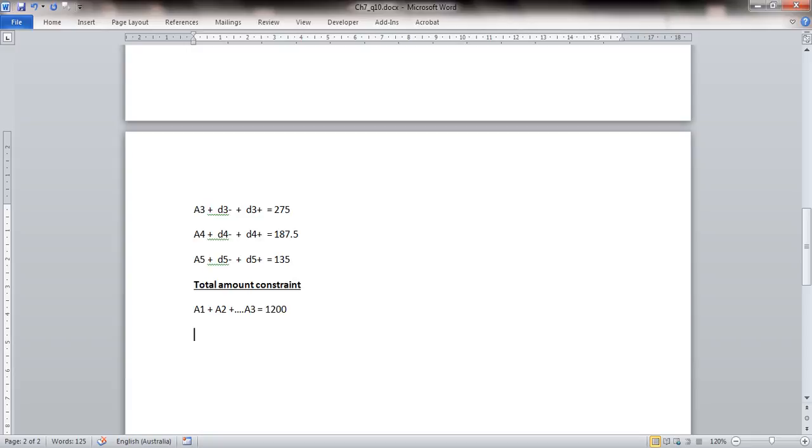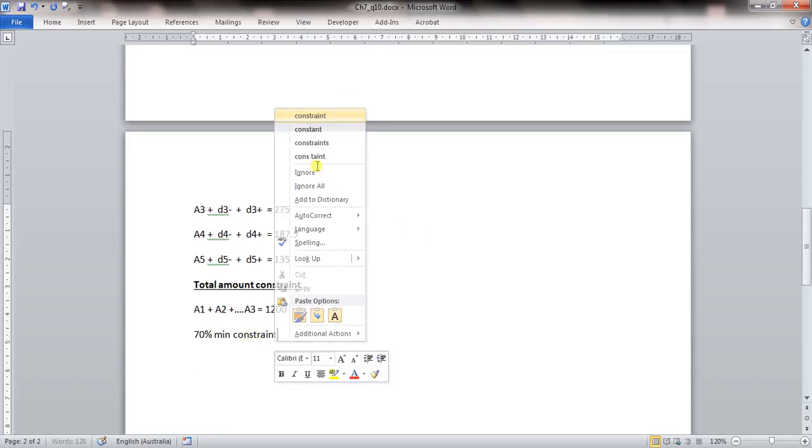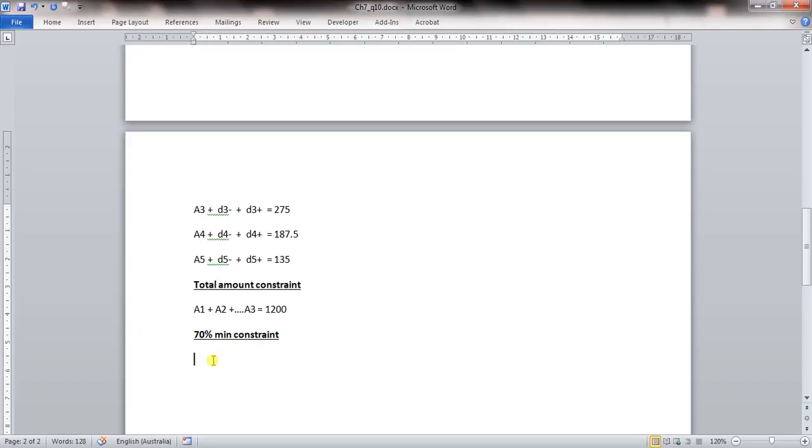And we have one more constraint, the 70% minimum constraint. That is, A1 should be greater than or equal to 70% of 450, and A2 should be greater than or equal to 70% of 310. Likewise, till A5 greater than or equal to 70% of 135.